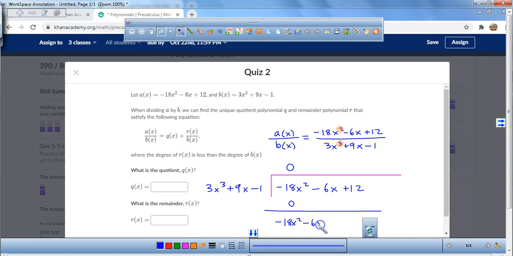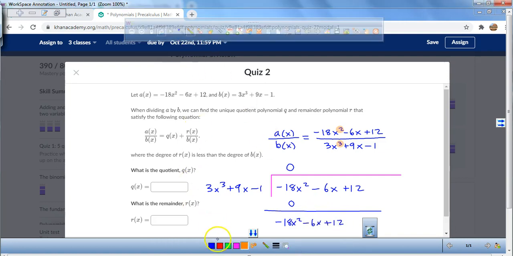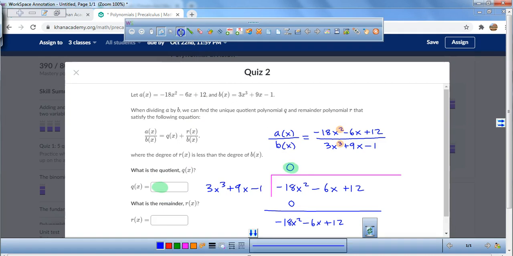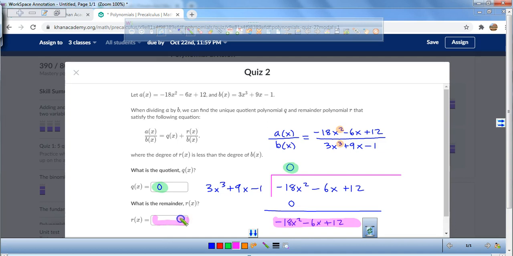What? Are you kidding me? No, I'm not kidding you. This quotient, I'm just letting you guys know, that's the quotient. Literally, the quotient is 0. Okay, if that's the quotient, what's the remainder? The remainder is all of this.